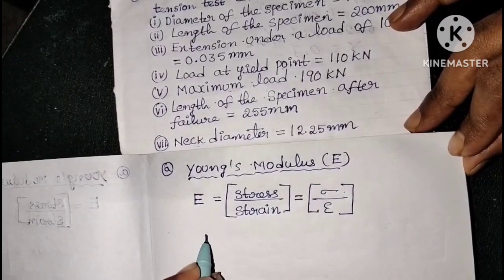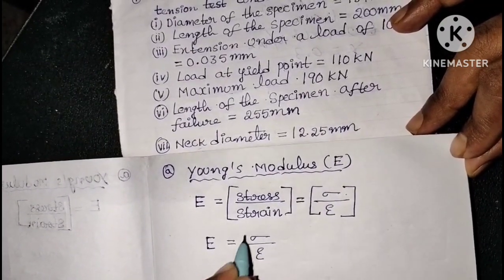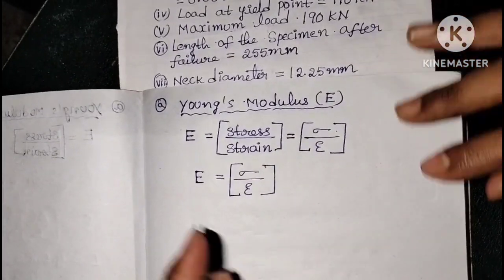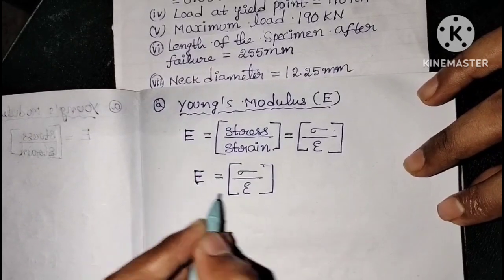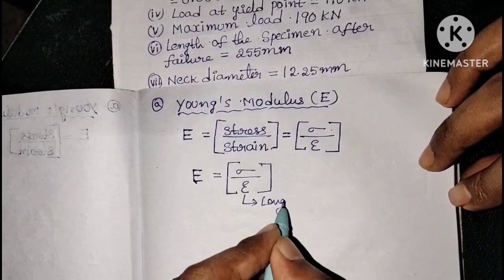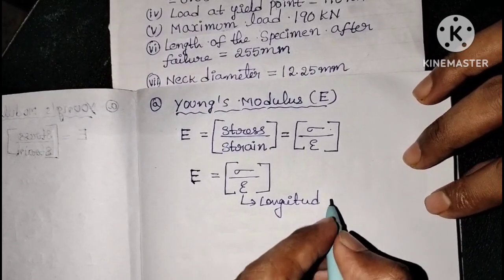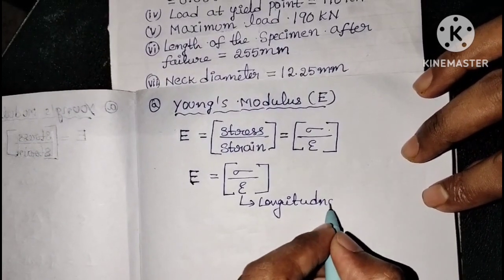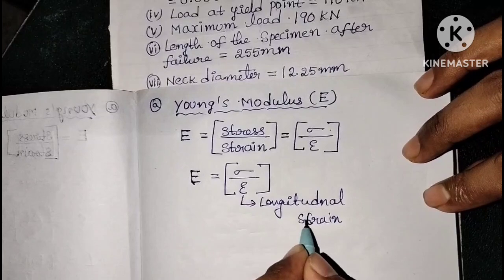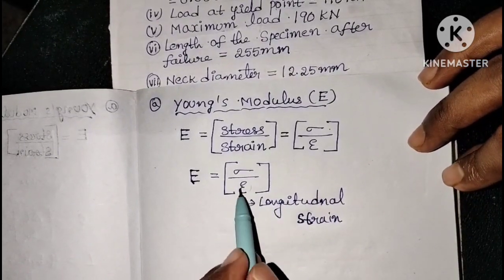So to get Young's modulus, we need stress and we need strain. And remember, while calculating Young's modulus, we always consider longitudinal strain, that is, the strain experienced by the specimen in the longitudinal direction. So in tensile stress, whenever we calculate Young's modulus, we take the longitudinal strain.